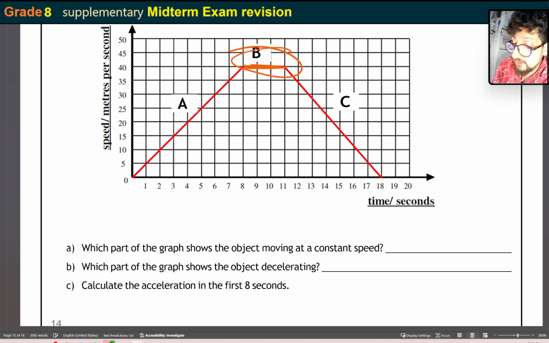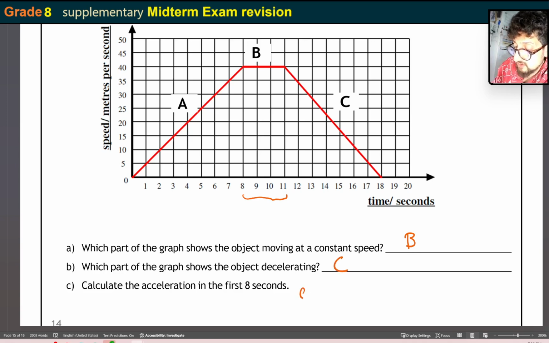This part here, I've decided to use a color that's pretty much the same as the graph. As you can see, this part here, it's moving at 40 meters per second, and it stays at 40 meters per second for about 3 seconds. So it's part B. That's what it's asking for. Which part of the graph shows the object decelerating? Decelerating means it's slowing down. So that's part C. Calculate the acceleration in the first 8 seconds.